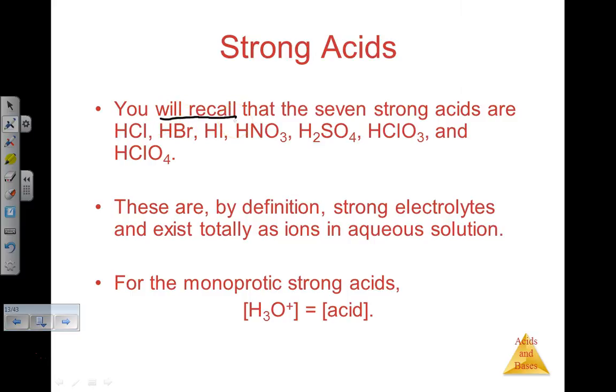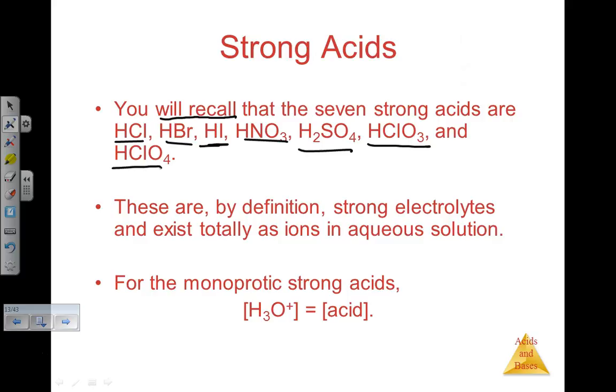I'm not sure exactly what you learned in your previous chem class, but there are 7 strong acids: HCl, HBr, HI. Let me say it a little bit differently: hydrochloric acid, hydrobromic acid, hydroiodic acid, nitric acid, sulfuric acid, chloric acid, and perchloric acid. Those are all strong. Now, I wish I had a way for you to memorize these other than just saying you have to memorize them. I'm not a big fan of making you memorize things, but unfortunately in this case you just have to know the 7 strong acids.